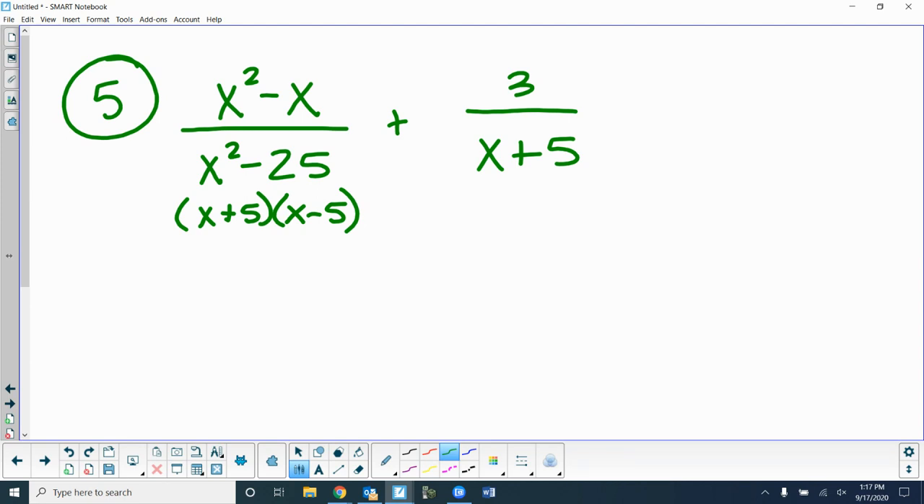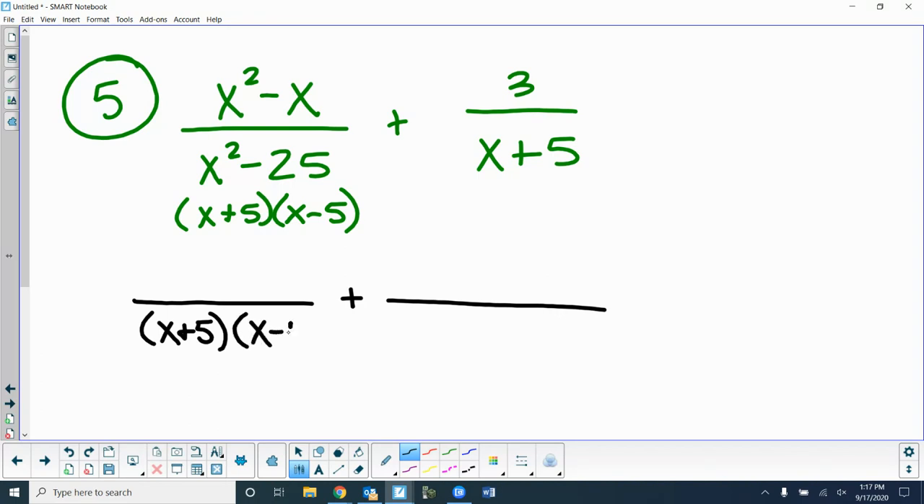So now I can't do anything to that binomial as far as factoring. So whatever shows up, I write down for the common denominator. So when x plus 5 showed up, I write it down. x minus 5 showed up, I write it down. I see another x plus 5, I already wrote it down, I don't need to do it again. Okay? So both sides have the x plus 5.